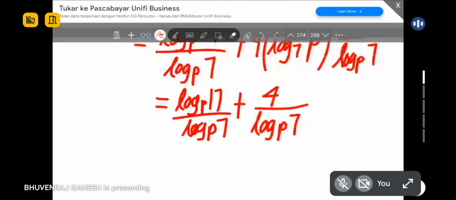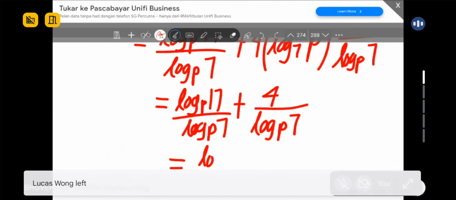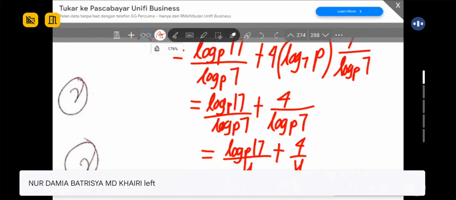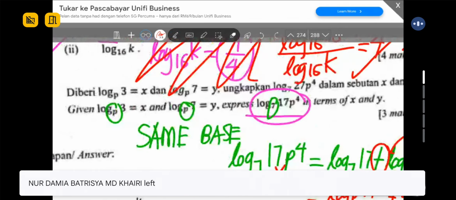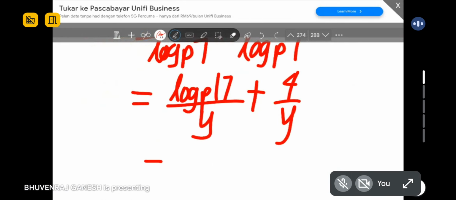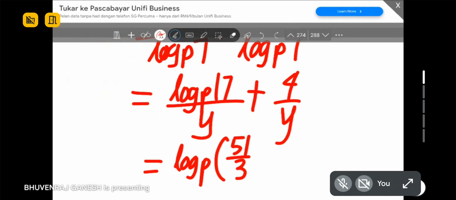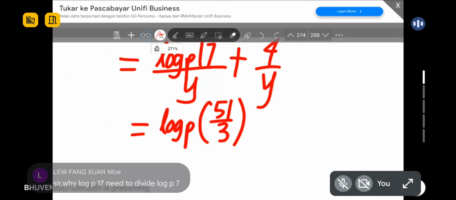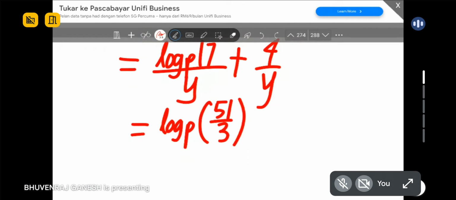So what is log P7, guys? Log P7 is y, right? So I just substitute log P7 with y. So over here it is y plus 4 over y. Okay, log P17. Macam mana tukar, guys? How do I change log P17? You guys must use a bit of common sense, guys. 17 is 51 over 3. Correct? Yeah, 51 over 3, right? How can I write it, guys? Macam mana saya boleh tulis dia?